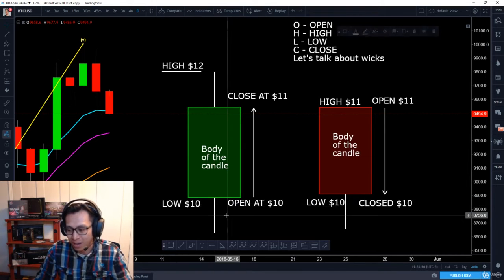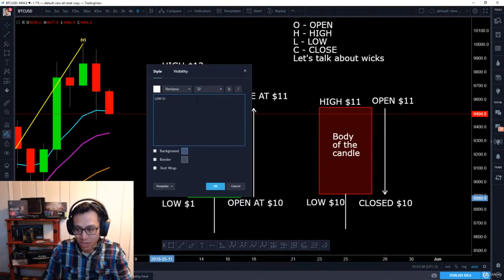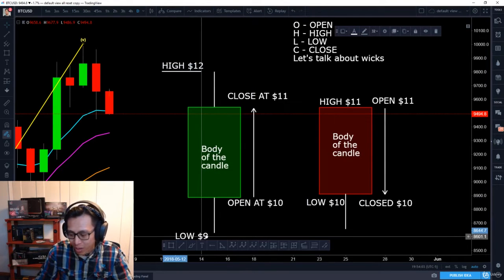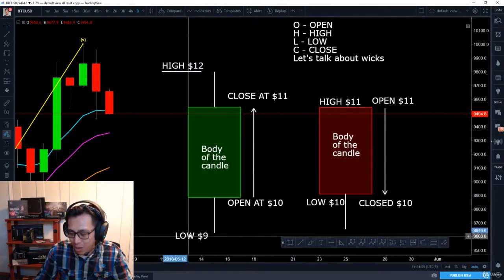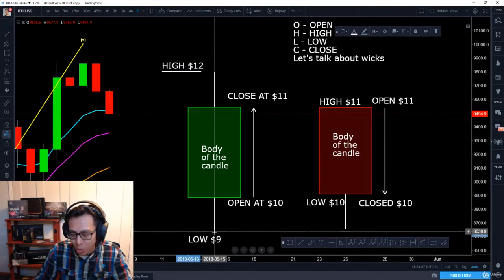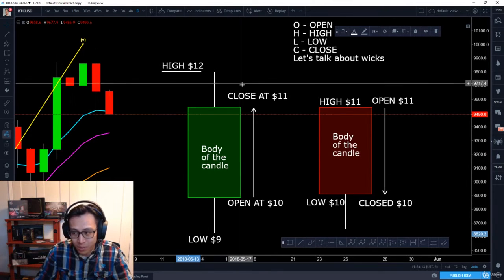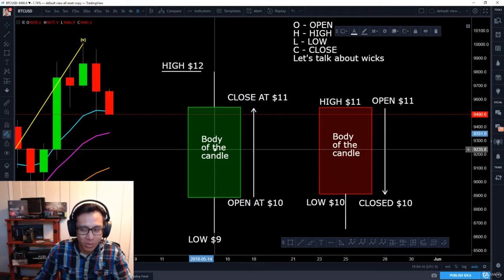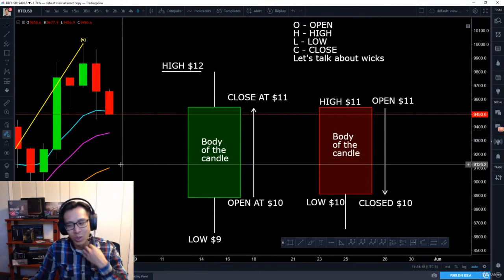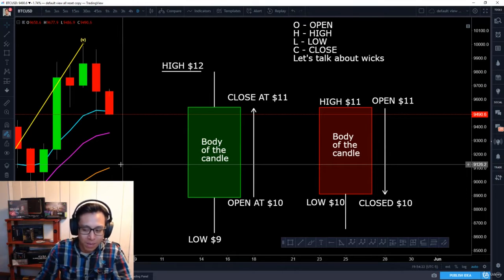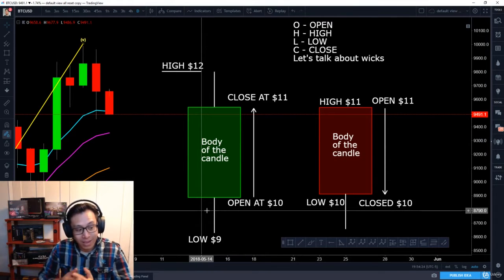Well, it still opened here. Let's say that this low actually got to $9 instead, okay? So what could have happened to make the low right there, the lowest point of the candle, $9, where it opens at $10 and it pushes up, but it still closes at $11? So let's think about that for a moment. I'm going to give you guys a few seconds to think about what kind of scenarios would make a wick on the bottom end like this.